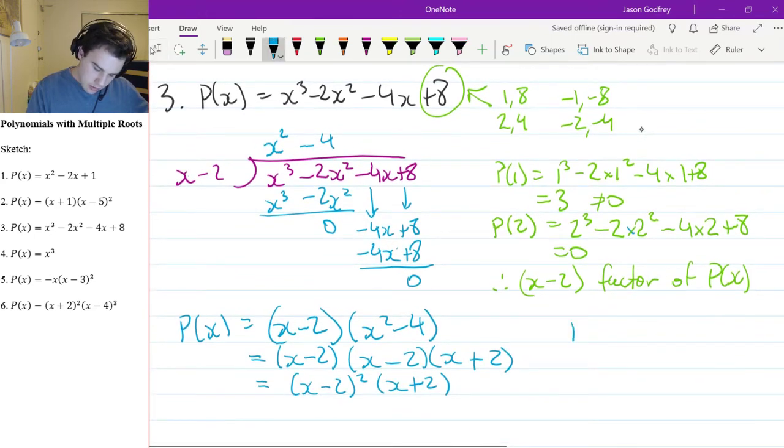Okay, so let's find our intercepts. When we put in 0 into this expression, because it's already expanded out here, right, when you put in 0, you're going to be left with 8 there.